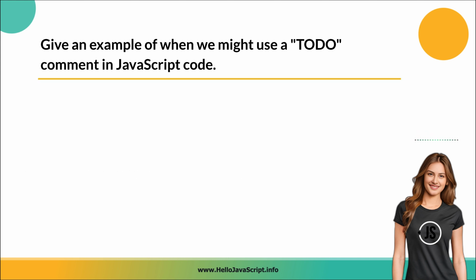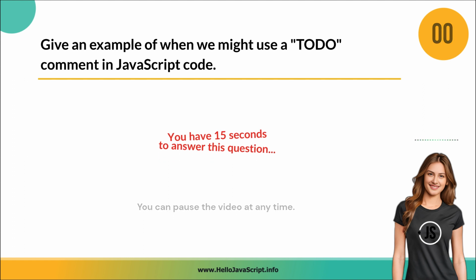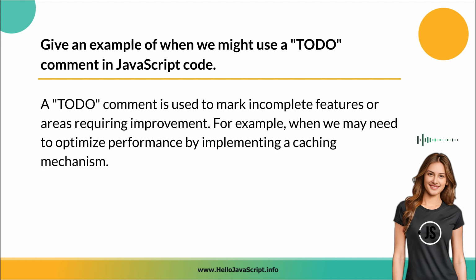Let's move on to the next question. Give an example of when we might use a to-do comment in JavaScript code. This is the correct way to answer this question. A to-do comment is used to mark incomplete features or areas requiring improvement. For example, when we may need to optimize performance by implementing a caching mechanism.